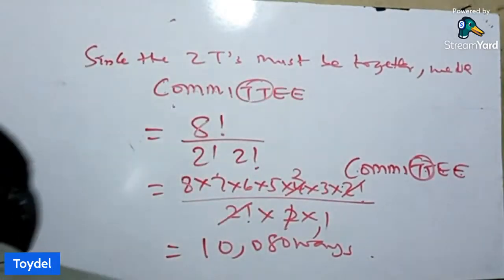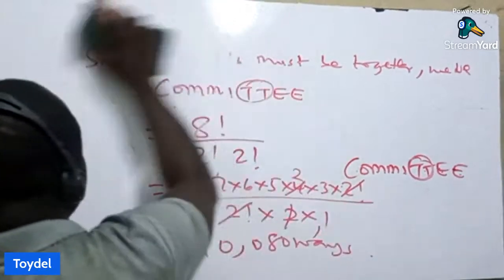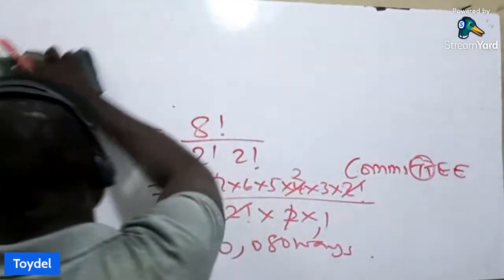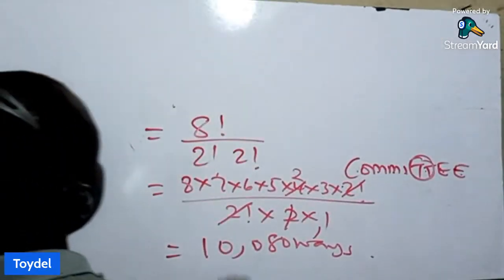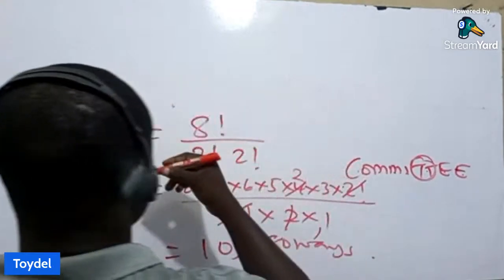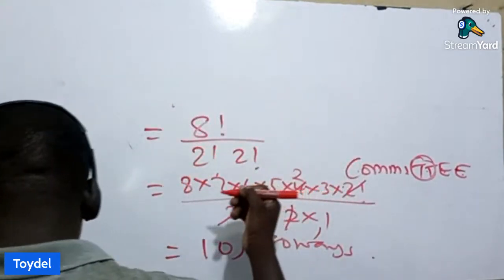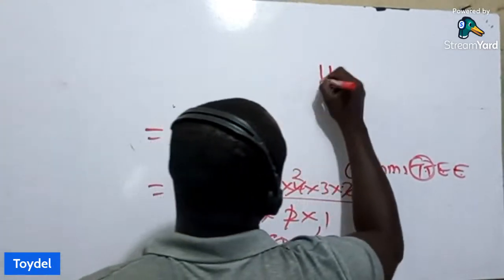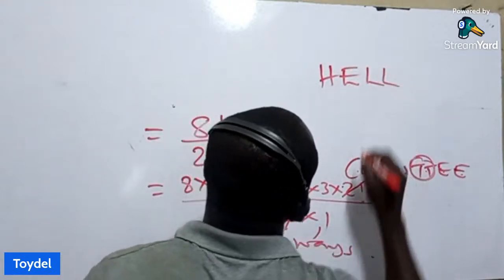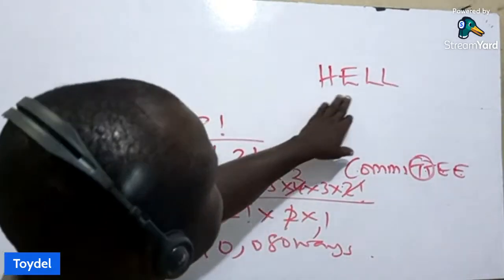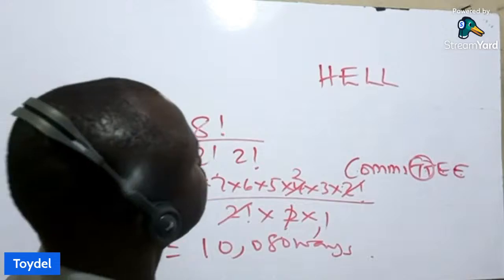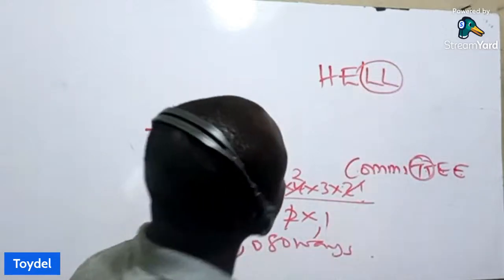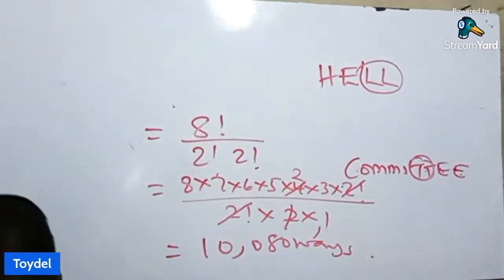So under conditional permutation, we have a restriction placed on maybe 1 or 2 letters of the word. For instance, we can also be asked to find the permutation, or the number of ways that we can arrange the word ALL, if these 2 L's must be together.